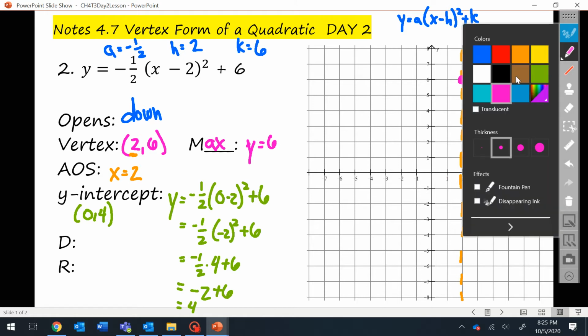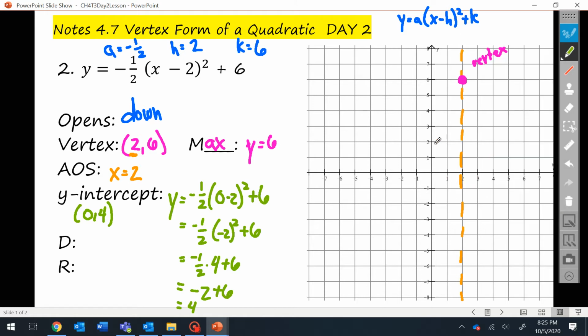After the vertex, we want the y-intercept. So the y-intercept is 0, 4. So 0, 4 is right here. It's the y-intercept. And then we want to reflect that onto the other side. So we have another point on the other side that's a mirror image of the y-intercept over here. Next, we will draw our parabola. Something like this. It's an upside down U.